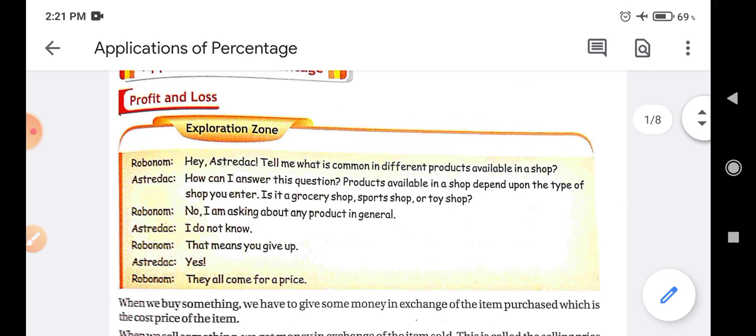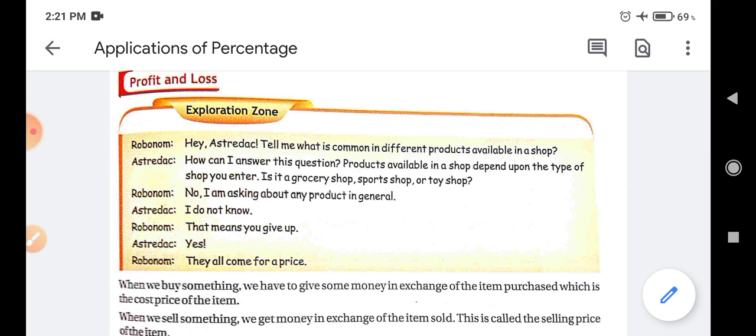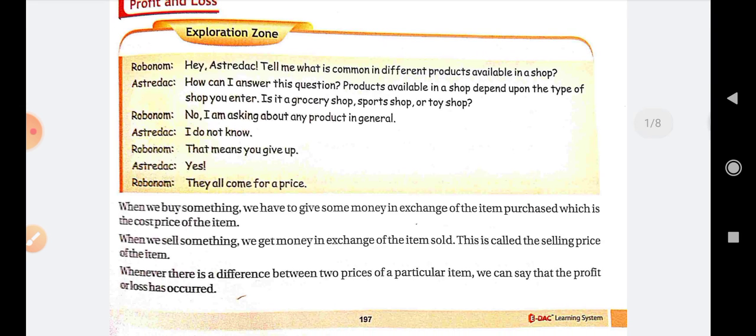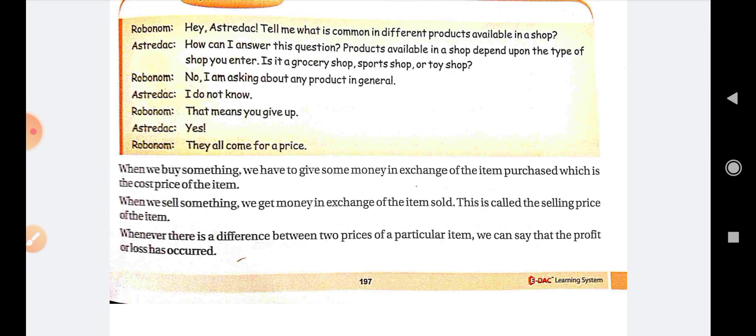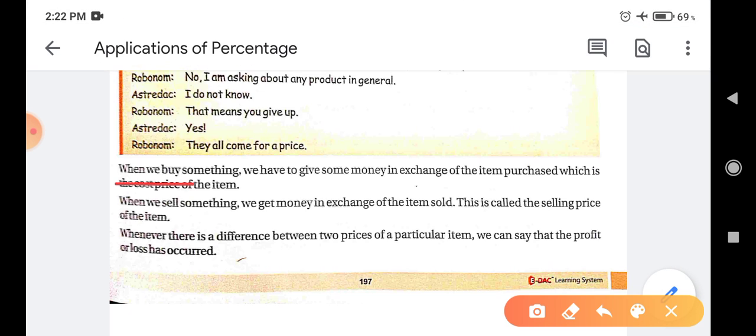Now we will talk about profit and loss. What is profit? What is loss? Profit and loss is always based on cost price and selling price. So what is cost price and what is selling price? You have already discussed these things in previous classes. First, when we buy something, we have to give some money in exchange for the item purchased, which is the cost price of the item. When we buy anything in the market, we have to give some money in exchange for the item. Then that money is called the cost price of the item.